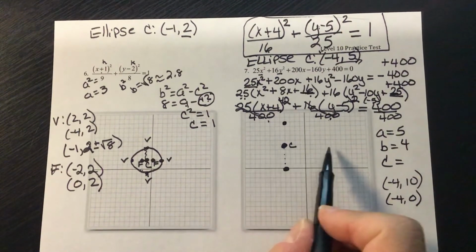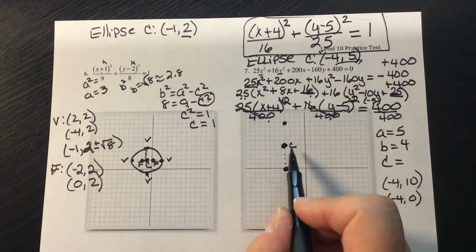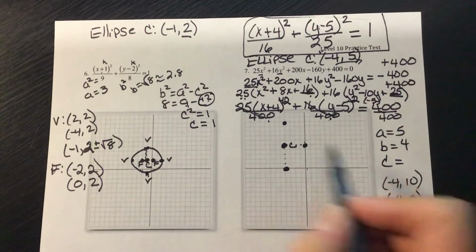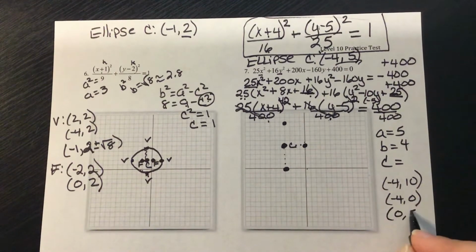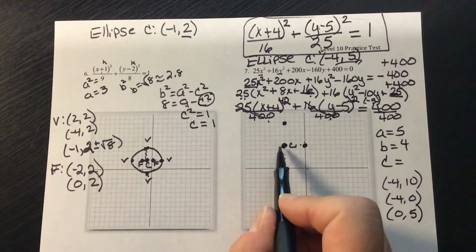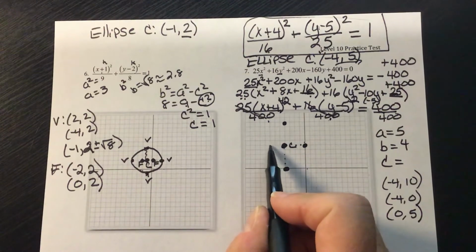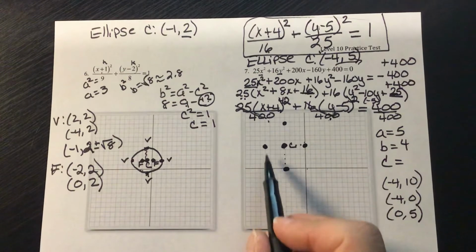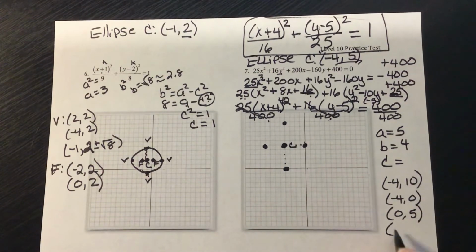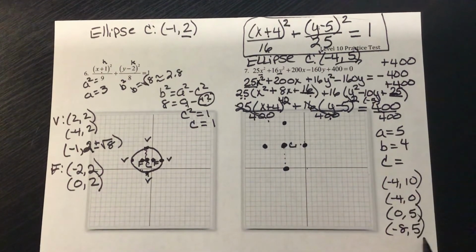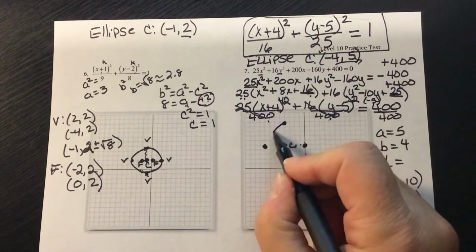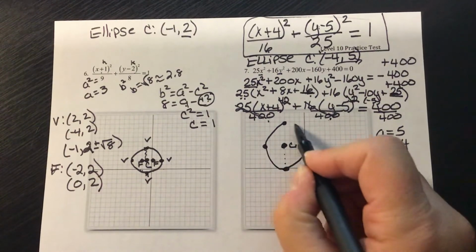And then along the x-axis, I'm going to go 4 units. 1, 2, 3, 4. So this is the point over 0, up 5. And 1, 2, 3, 4 this way. This is the point negative 8, up 5. So these are all my vertices. Make a nice little ellipse here.